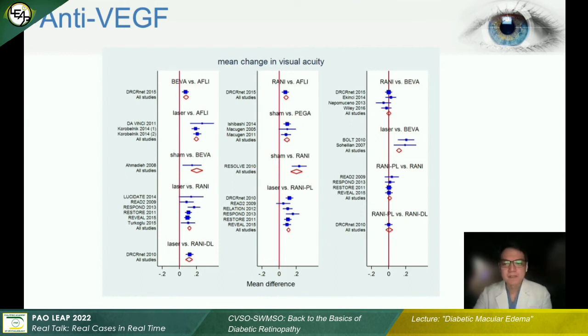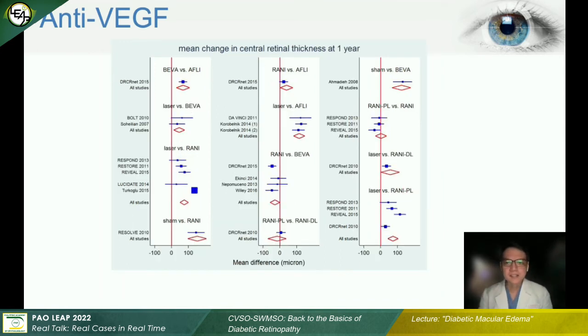While ranibizumab and bevacizumab were comparable with respect to visual acuity and did not differ in terms of gaining 3 or more lines of VA, central retinal thickness reduction favored ranibizumab compared with aflibercept, with an average of 29 microns reduction compared to baseline, with low level of evidence.